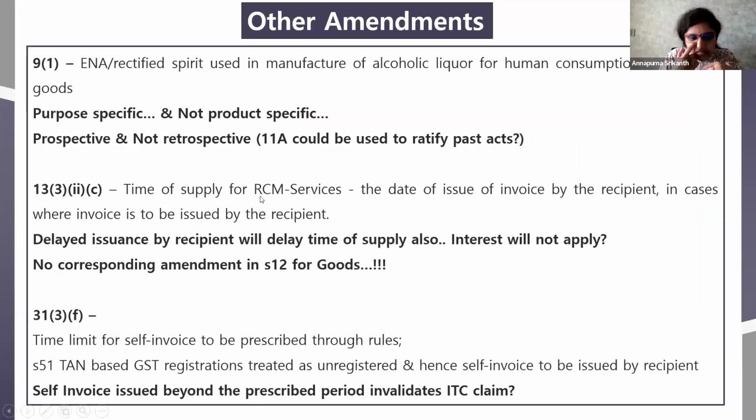Yeah, nothing. So again, 13.3F: there is a provision now that rules would be prescribed for setting up a time limit for self-invoice. And they've inserted an explanation saying that PAN-based GST registration is treated as unregistered. Hence, the implication is that a self-invoice has to be issued by the recipient with respect to RCM services received from this PAN-based GST registration. So once the time limit is prescribed in the rules, will it invalidate the ITC claim itself, sir, if a belated self-invoice is raised?